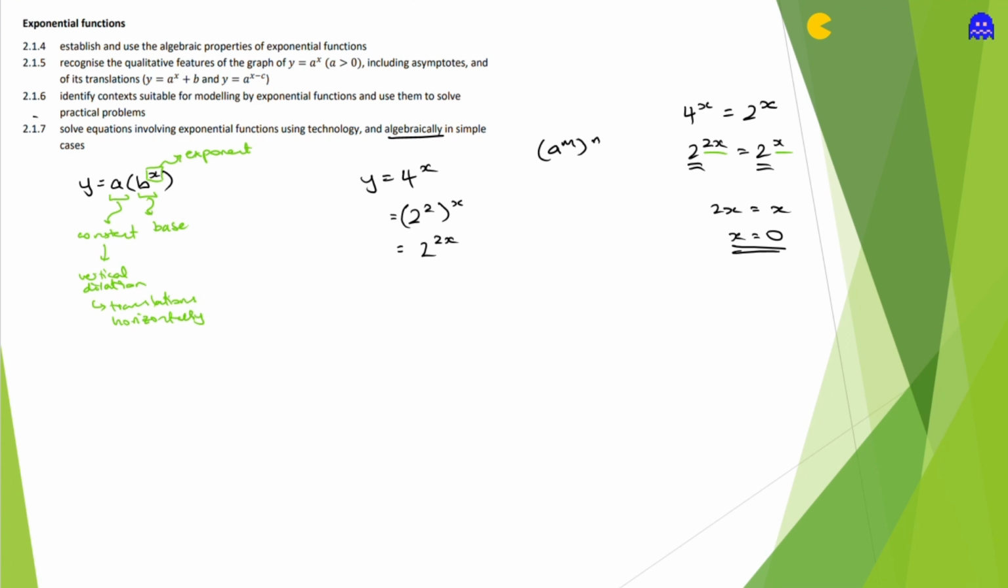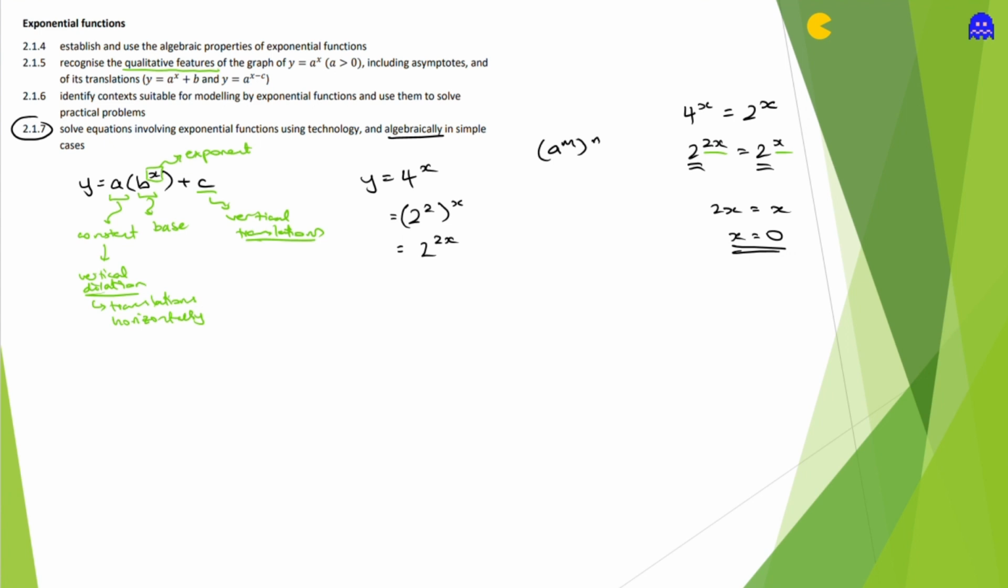But I think we've had a good look at establishing some of the properties of exponential functions here. I should note as well, actually, that you can have vertical translations as well. So these influence vertical translations. And we'll have a look at what a translation looks like, what a dilation looks like in this next slide, where we have a look at the qualitative features of graphs of y equals a to the x.